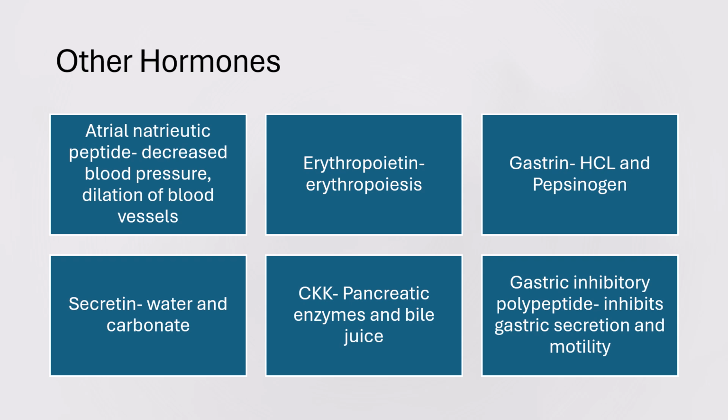Gastrin, involved in hydrochloric acid and pepsinogen secretion. Secretin, water and bicarbonate. You also have CCK, which releases pancreatic enzymes and bile juice. Then you have gastric inhibitory polypeptide, which inhibits gastric secretion and motility. That's just an overview of the different types of hormones you get in the body.